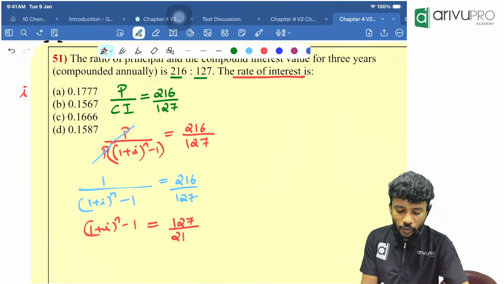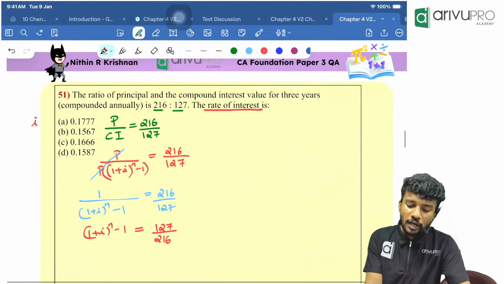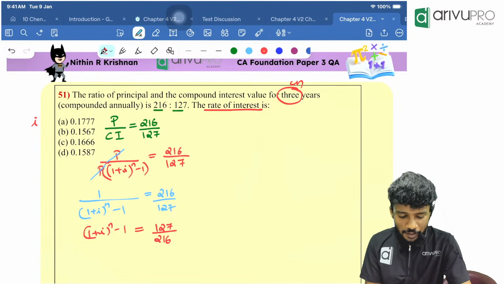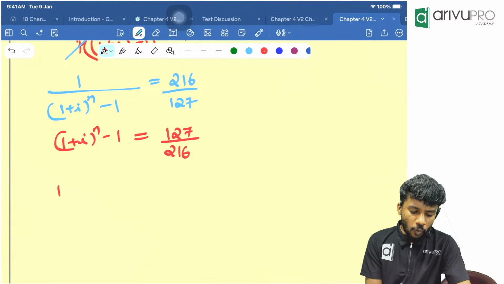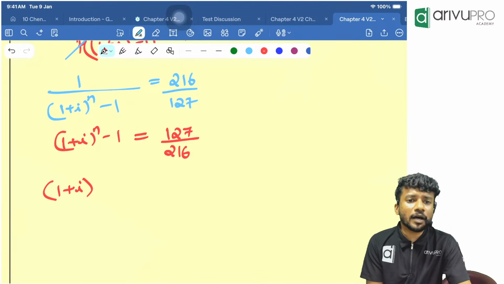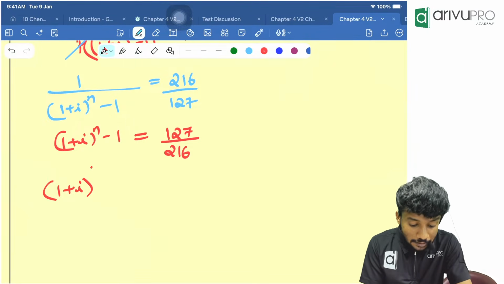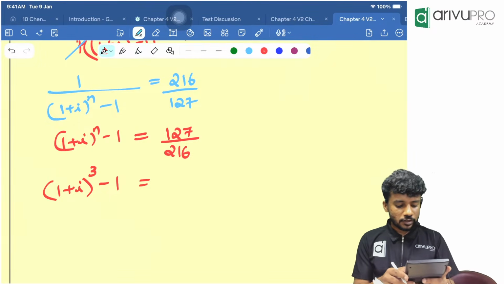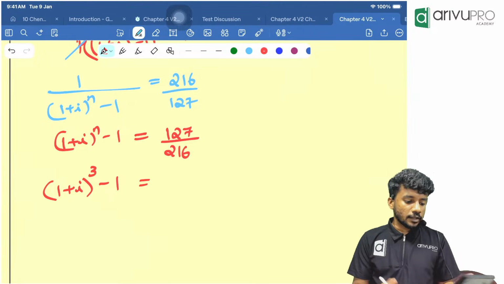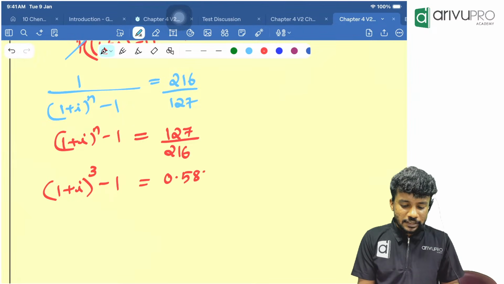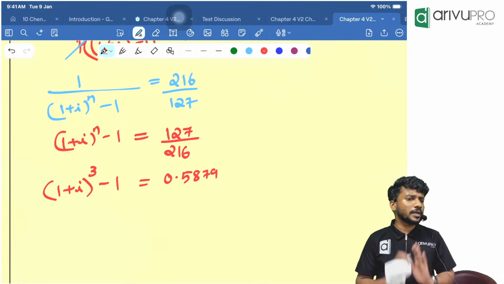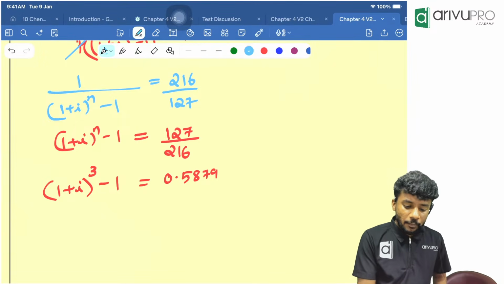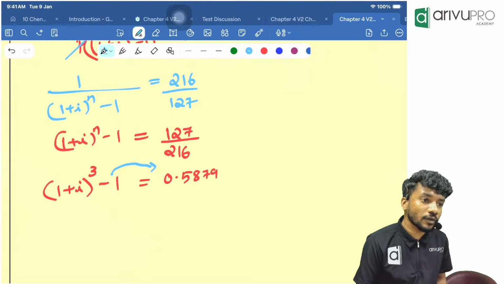127 divided by 216. Then how much is the n value? Number of years is given to be 3 years. N is nothing but 3. Now, instead of n you will write 3. 1 plus I, the whole power 3, minus 1 is equal to 127 divided by 216, which is nothing but 0.5879. Let it be like that. Now if I take this minus 1 to the other side, it will become plus 1.